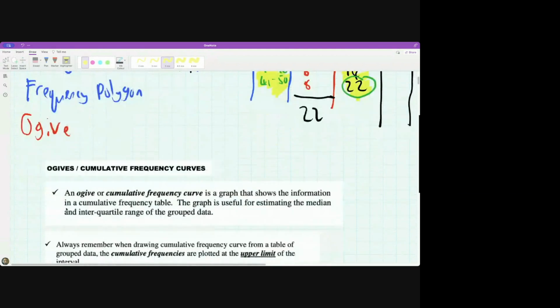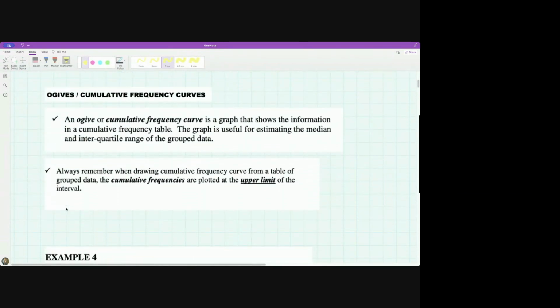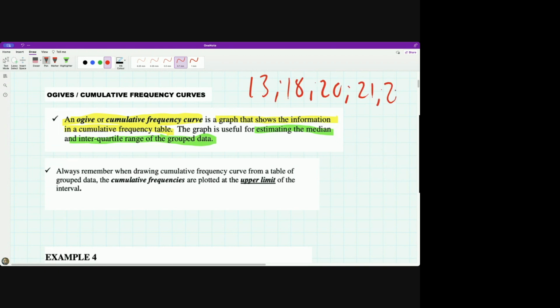Awesome. Okay, so let's talk about an ogive, or a cumulative frequency curve. Big fancy word. What does it actually show? Well, it shows the information from a cumulative frequency table. And what do we use it for? We use it to estimate the median and the interquartile range of grouped data. So in previous sessions, I often gave you a list of data, right? And then you could work out what Q1, Q2, Q3 was. If the data is in a table, we don't have the exact items, and so we need to estimate them. And that's what the ogive is going to be useful for.